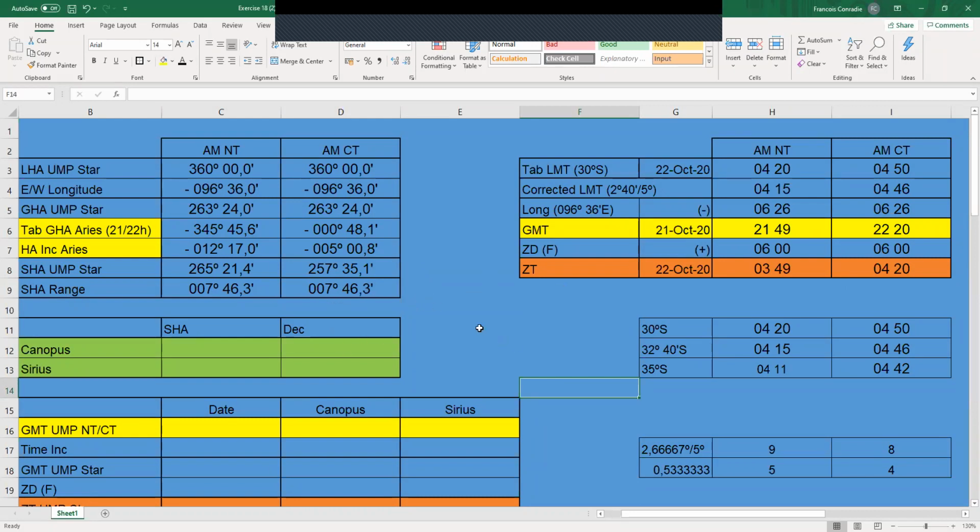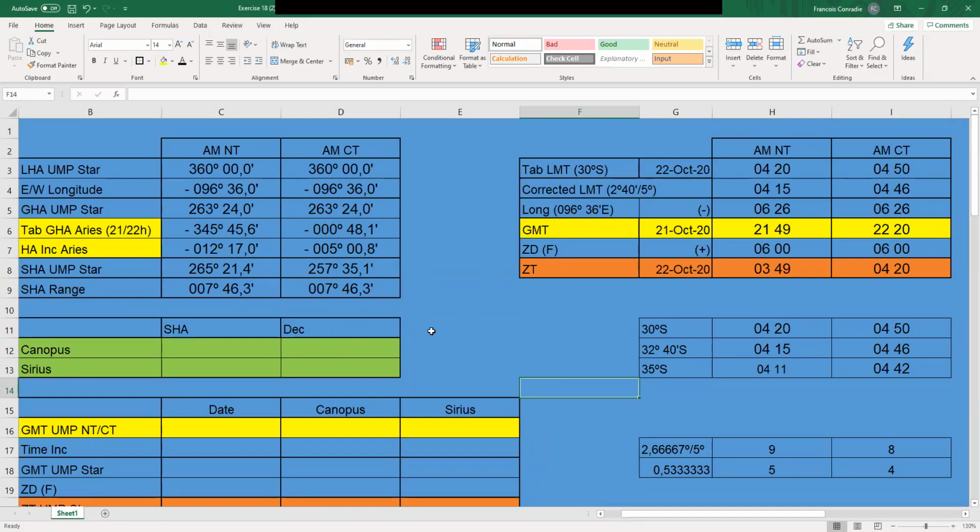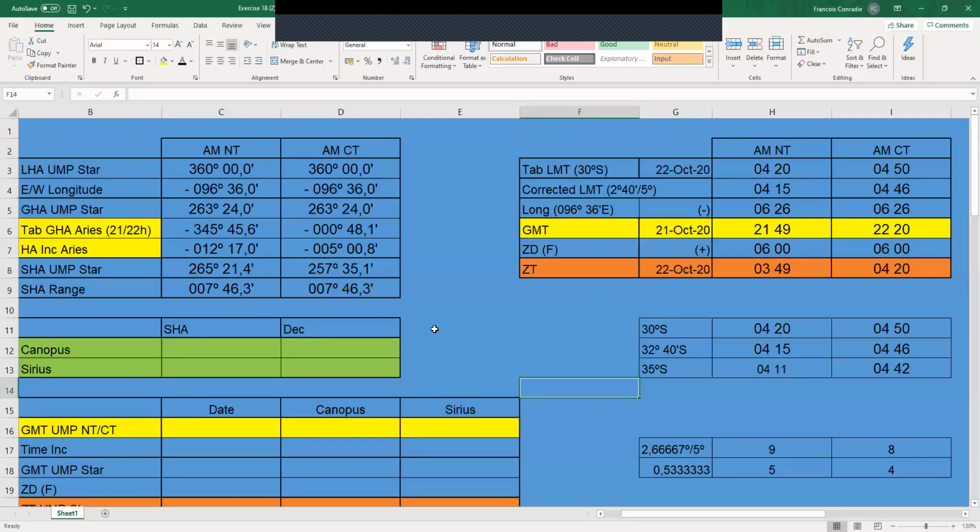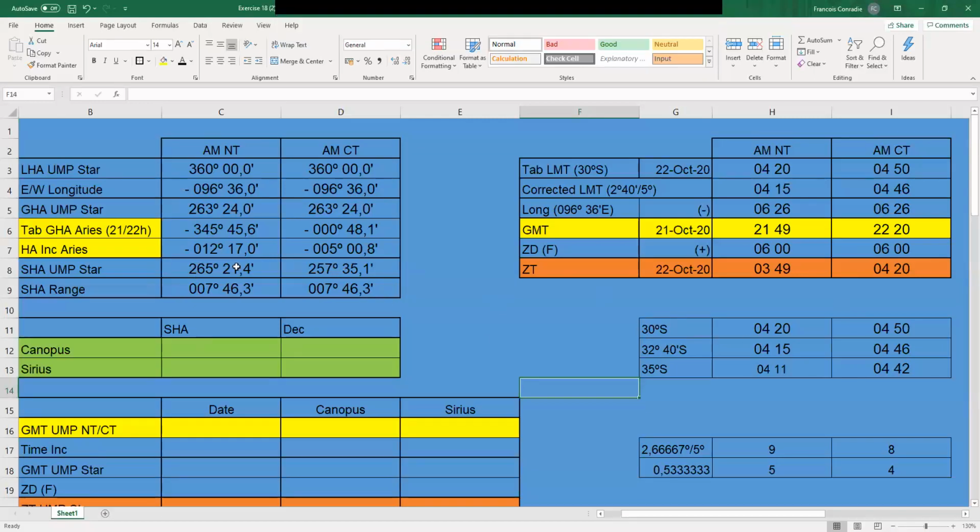So any star that falls within this range will be at Upper Meridian Passage in between these two times. Okay, so once you've written this down, is everyone happy with these calculations? Anybody got something else? Nope.